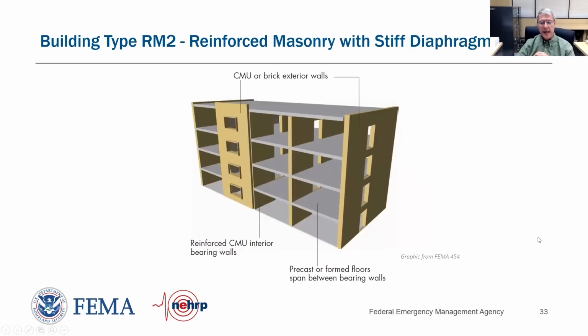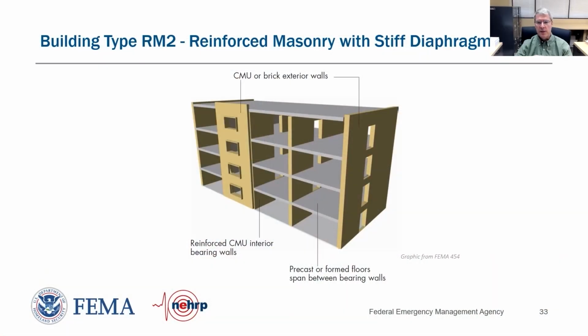RM2, our next building type, reinforced masonry with stiff diaphragms. Where you will see this is multi-story masonry buildings. And so they're going to have some level of concrete floor system forming a stiff diaphragm at each of the floor levels. And so that gets us into an RM2.